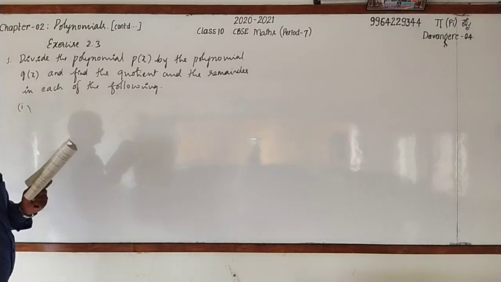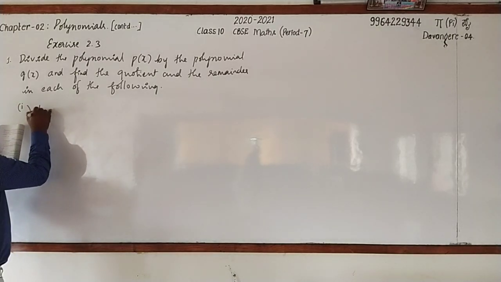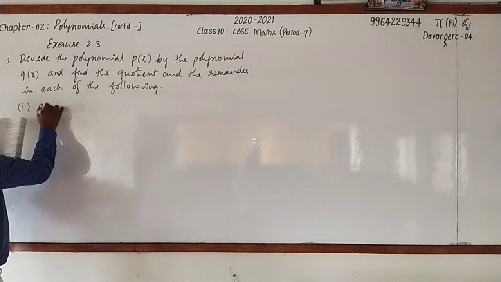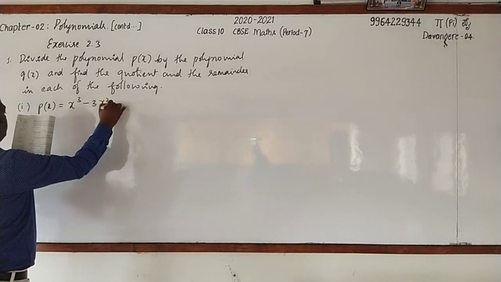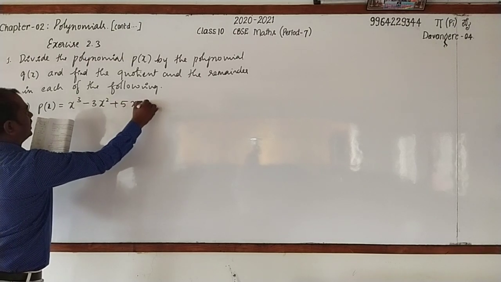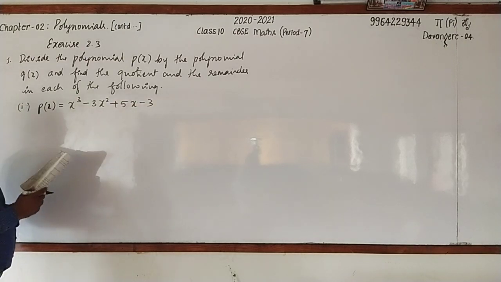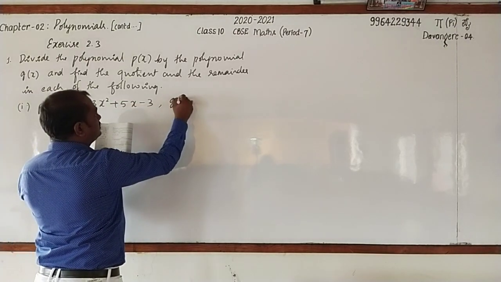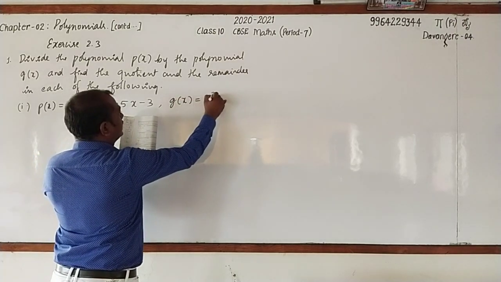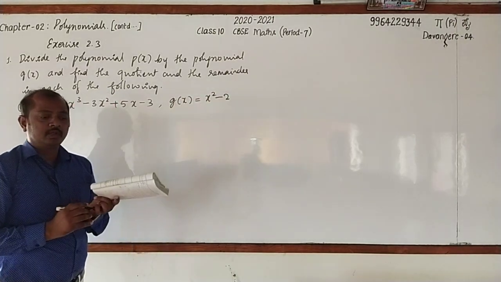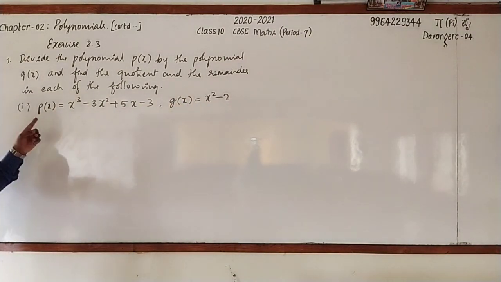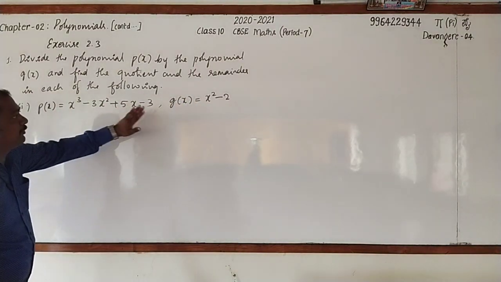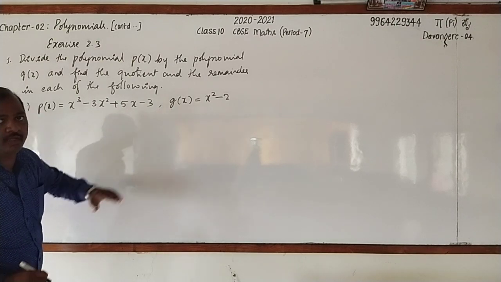The very first one is like this. It is p of x is equal to x cube minus 3x square plus 5x minus 3. And they are given g of x also. G of x is x square minus 2. Now, let us go for finding the quotient and remainder by dividing p of x by g of x.